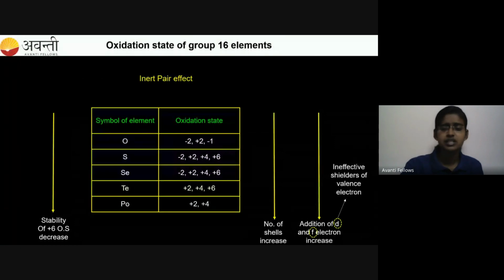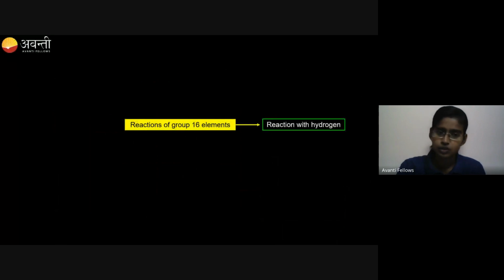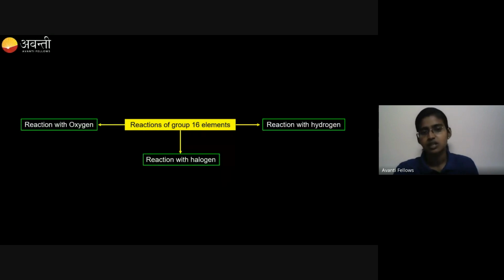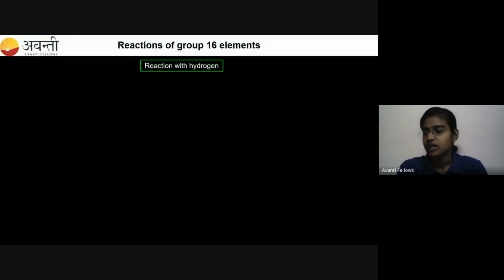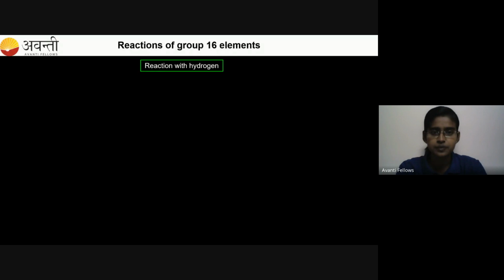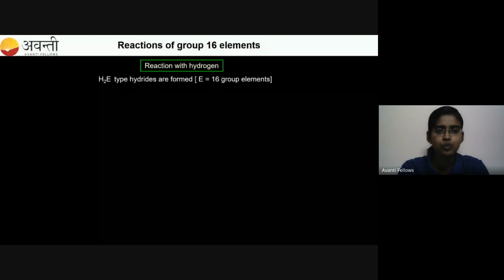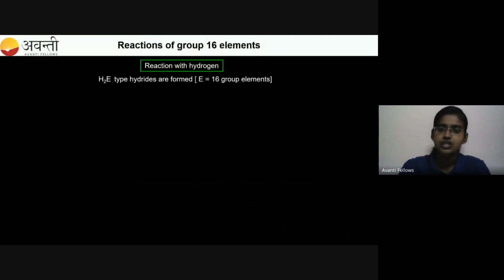Now coming to the reactions of group 16. Group 16 elements react with hydrogen, with oxygen, and with halogens. So these 3 reactions are possible for this particular group also, like group 15. Now coming to the first reaction, that is the reaction with hydrogen. When group 16 elements combine with hydrogen, they form hydrides of formula H2E: H2O, H2S, H2Se, like that. E is the group 16 element.